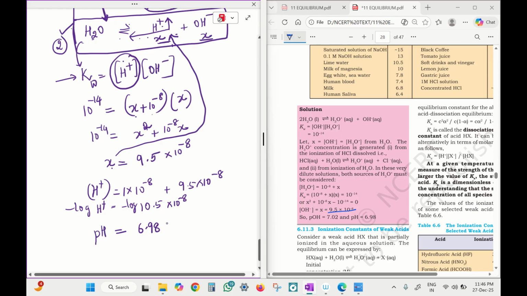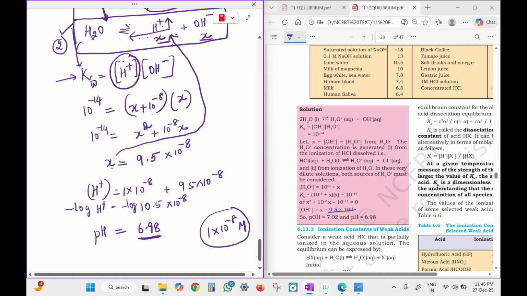So the pH of an acid whose concentration is 1 into 10 to the power minus 8 M is not 8. Instead it is still less than 7, just less than 7. And why is it just less than 7? Because the acid HCl concentration is very, very small. So it has to be in the acidic range, but since the concentration is very less, it's just less than 7, 6.98. I hope you have understood this problem, right?